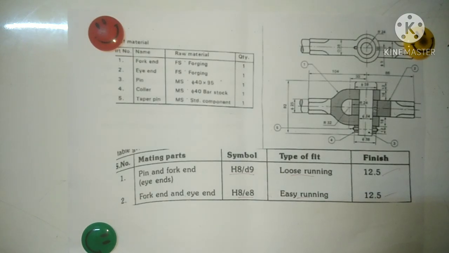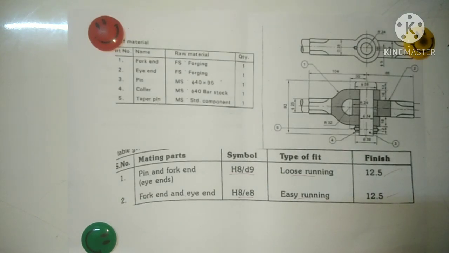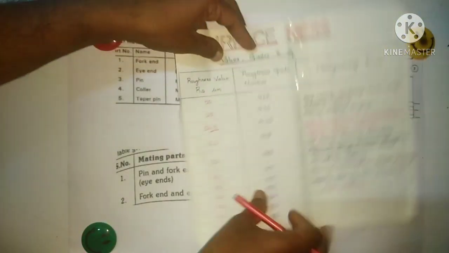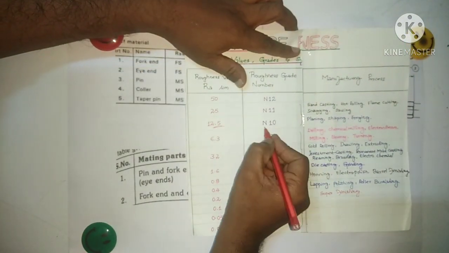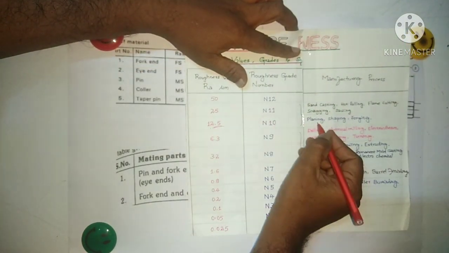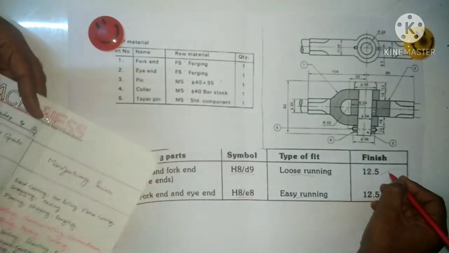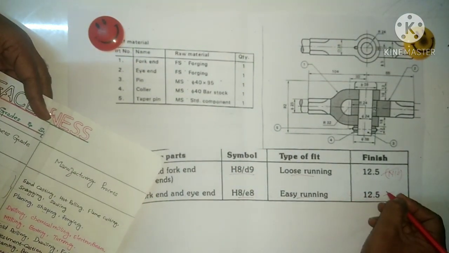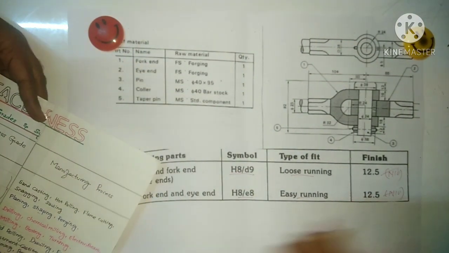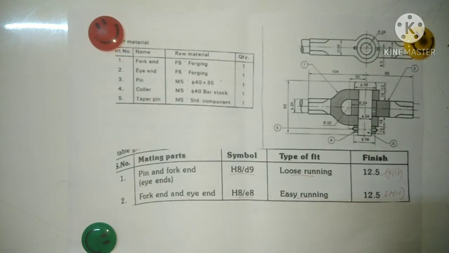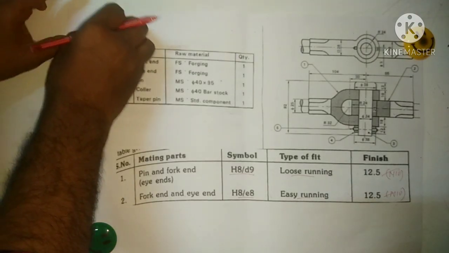It comes out to the class of N10. So again, just revisit 12.5. This is the N10 class for planing, shaping, forging. So that completes the second part.